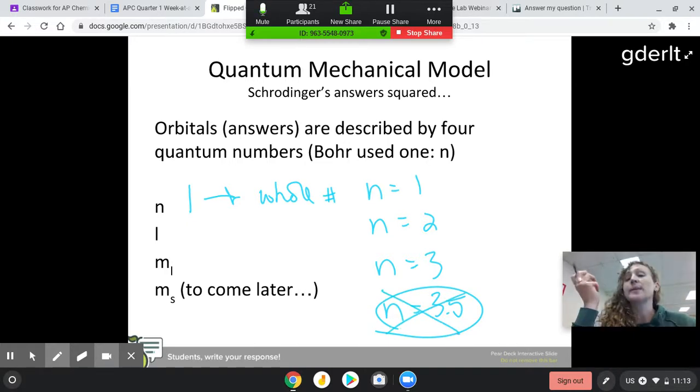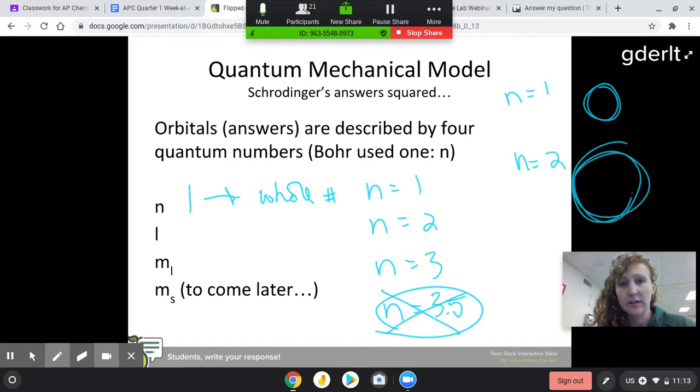And what this describes is the size. So if you have an orbital that looks like a sphere, and this is your N equals 1 orbital, or N equals 1 energy level, then N equals 2 is just going to be a bigger sphere. And N equals 3 is an even bigger sphere. So N talks about the size of the orbital that you're talking about. If your orbital is a triangle, N equals 1 is a small triangle, N equals 2 is a bigger triangle, right?